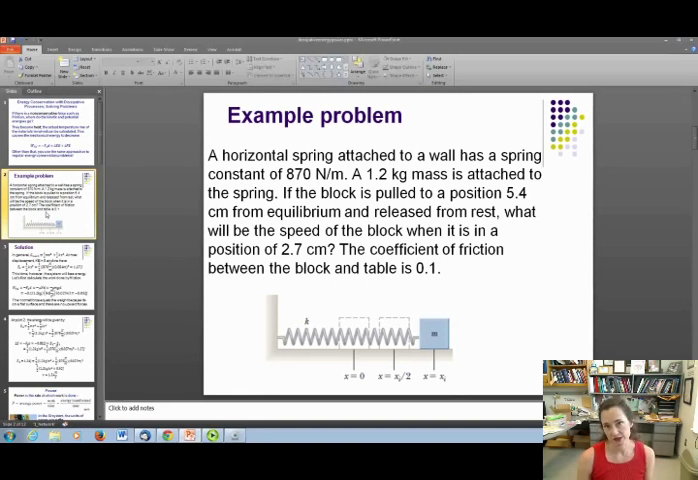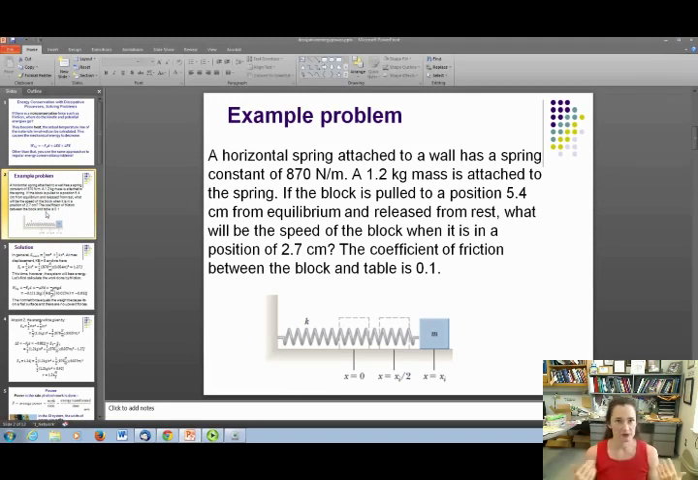The first thing that you do with any of these kinds of problems is you ask yourself, what kinds of energy am I dealing with? So in this case, you're going to be dealing with the kinetic energy of your block. You're going to be dealing with the spring potential energy. You're not going to be dealing with gravitational potential energy because it's on a horizontal level table, and so that's not going to change. But you are going to be dealing with friction, the dissipation of energy there, so that adds in something.